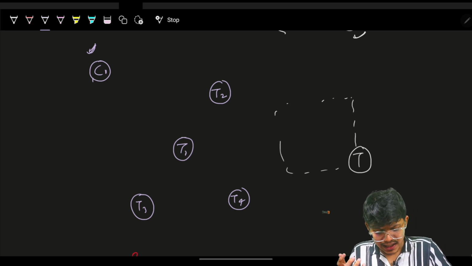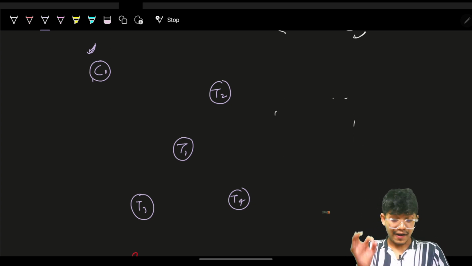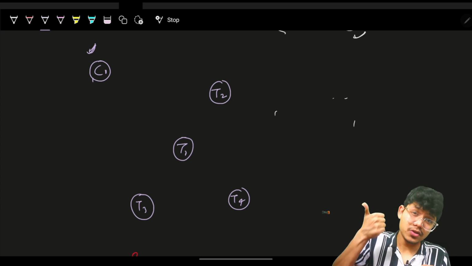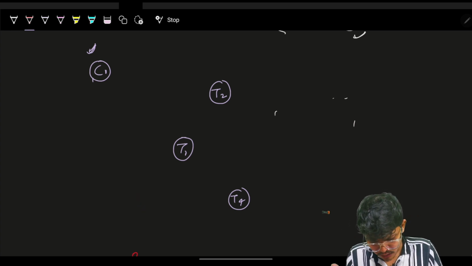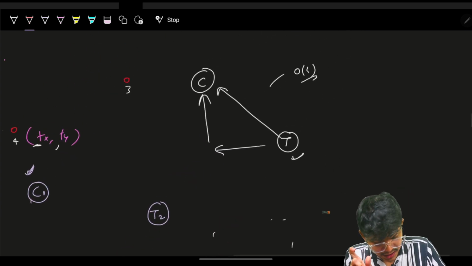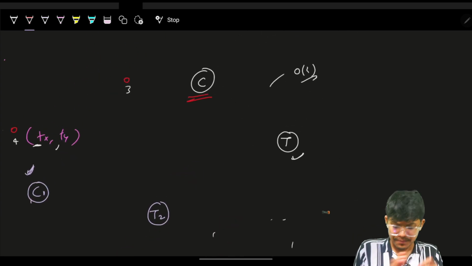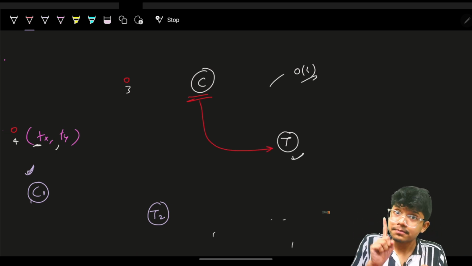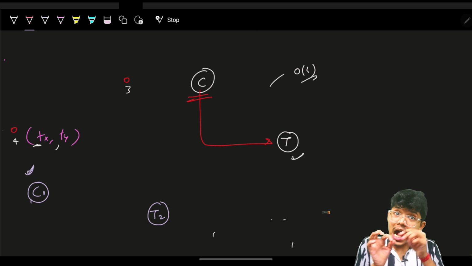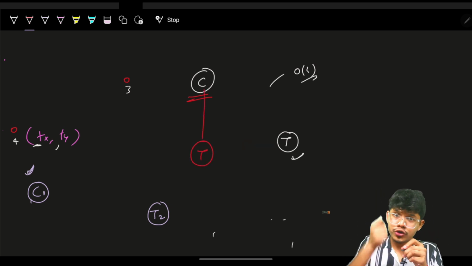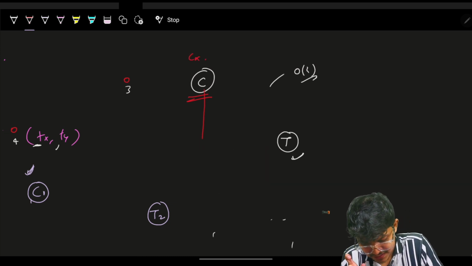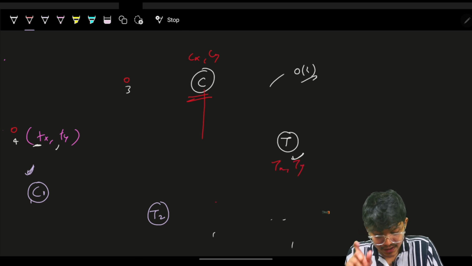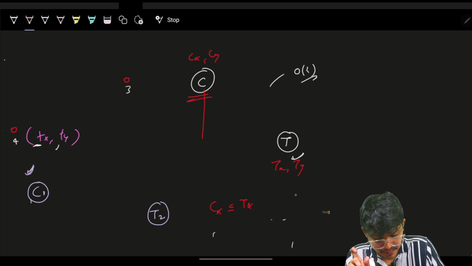But coming back, my aim was that while I am checking for the pair, I should figure out if that pair is good or not. One thing I could see while making this random picture is that for a specific C, all my T's should be after him. Remember, all T's should be after him, and it can also be equal to him. So if this is a CX, this is a CY, this is a TX, this is a TY, then my CX should be less than or equal to my TX, and my TY should be less than or equal to my CY.